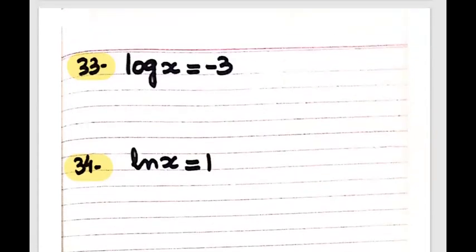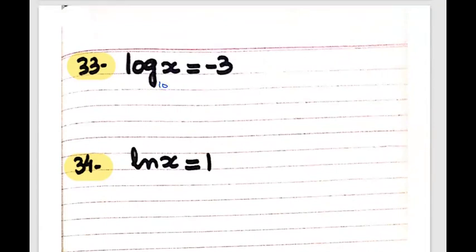So question number 33 is this. As we know that a log without base is basically log with base 10. So now we convert it into exponential form, which is 10 raised to power minus 3 is equal to x. It means x is 1 over 1000.